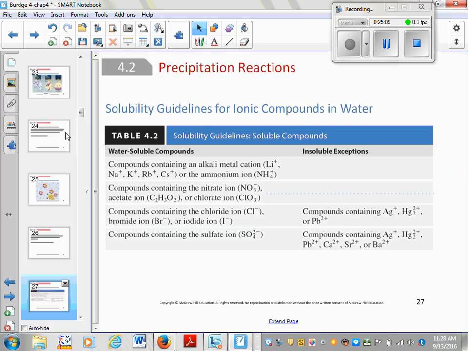If your compound contains an alkali metal cation, so any of the column 1 cations, or the ammonium ion, it's water soluble, no exceptions. If your compound contains the nitrate ion or the acetate ion, it's soluble, no exceptions. If your compound contains the chloride or bromide or iodide ion, it's soluble, except if you're talking about silver salts, mercury 2 salts, or lead 2+ salts, then they're insoluble.